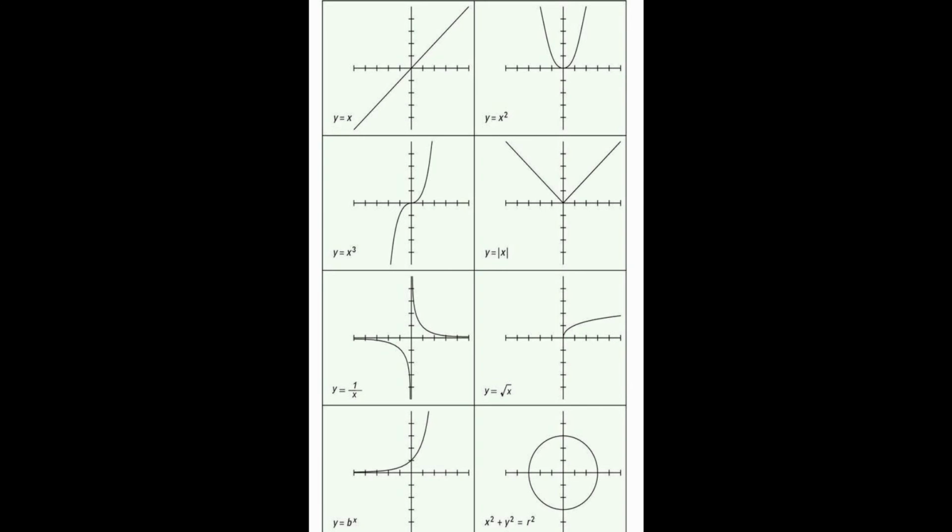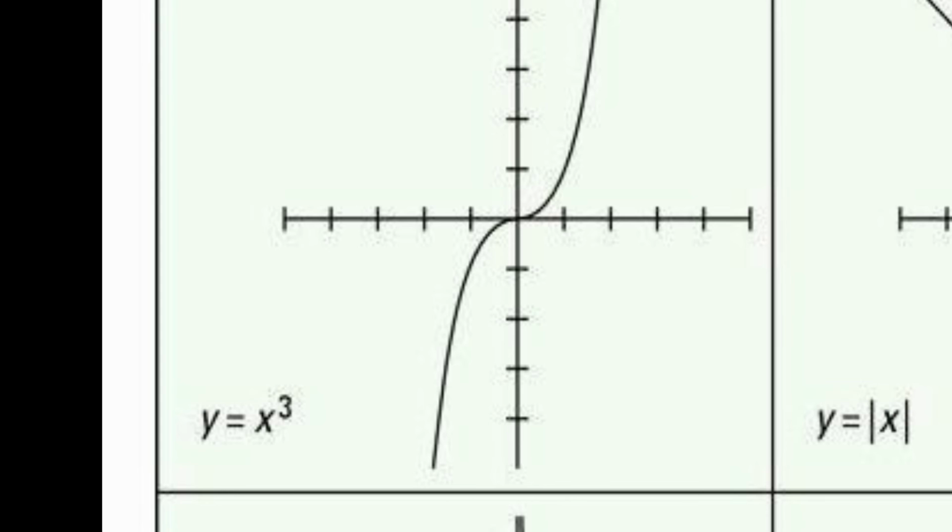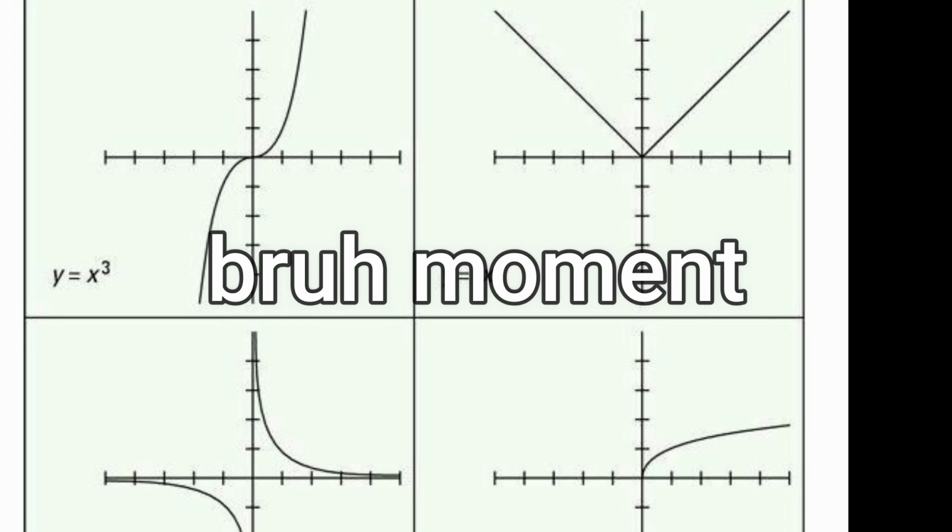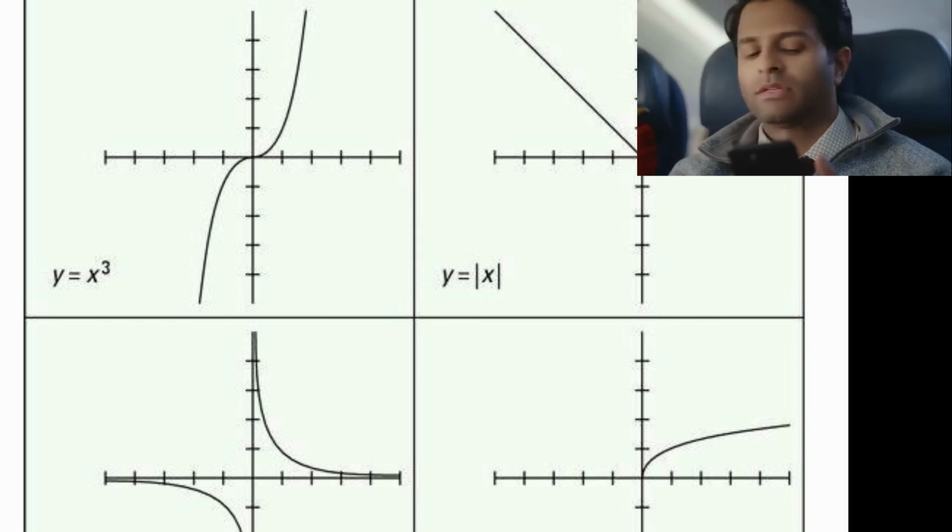The y equals x cubed graph is, well, I don't know how to describe the shape, but it's kind of funky. The y equals the absolute value of x graph is a V. Thanks, Captain Obvious. I know, thank you.